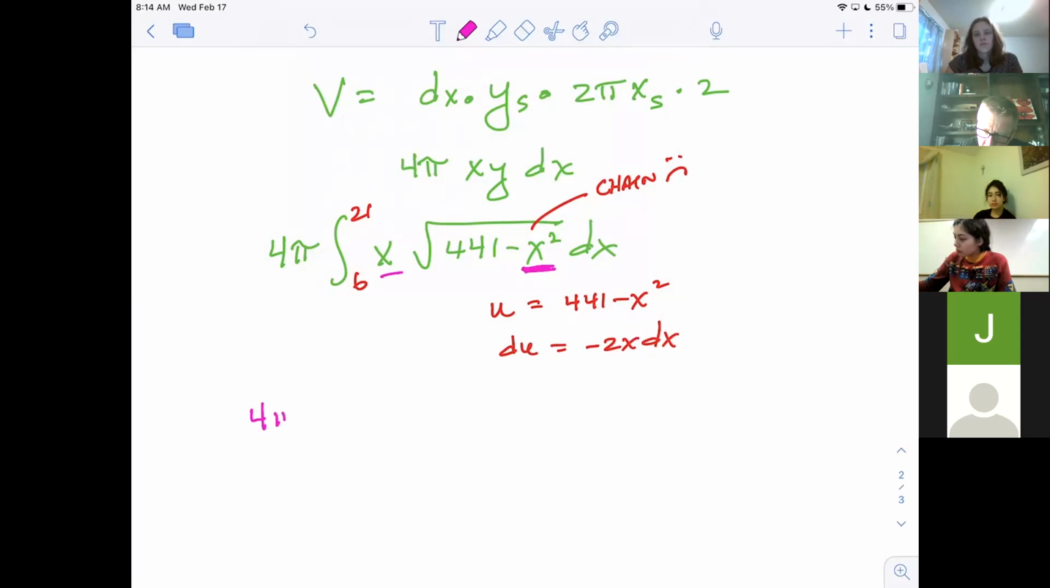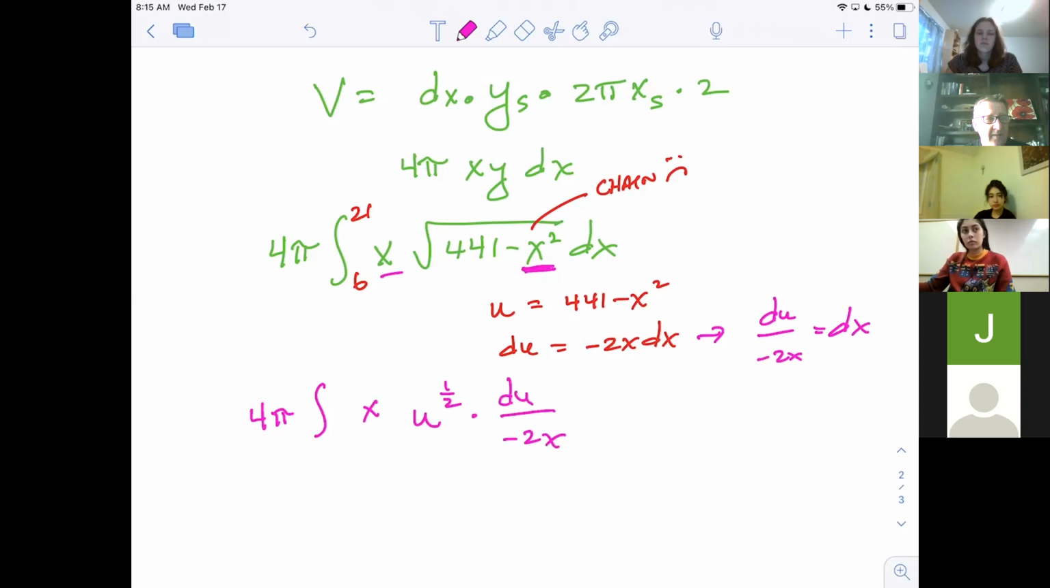So then you say, great, there's a 4 pi out there. So now all I have is the square root of u. I think I'll write it as a power so that I can think power rule. That made that really easy. But then I've got this dx to get rid of. There's still an x here. So if I solve that for dx, that's du over negative 2x. And again, this is really cool that this comes up in a real problem. Wow, that's amazing, because the one thing that I needed to get rid of was this other x and then another x here.